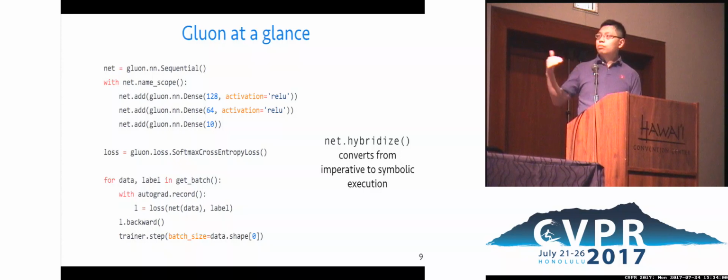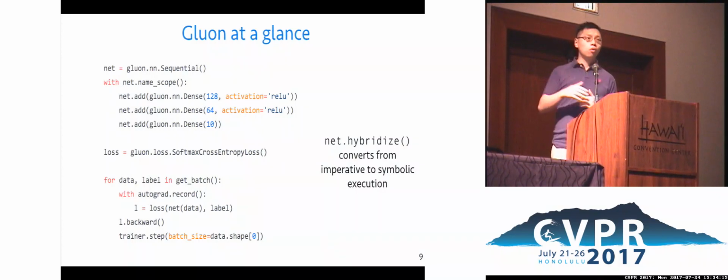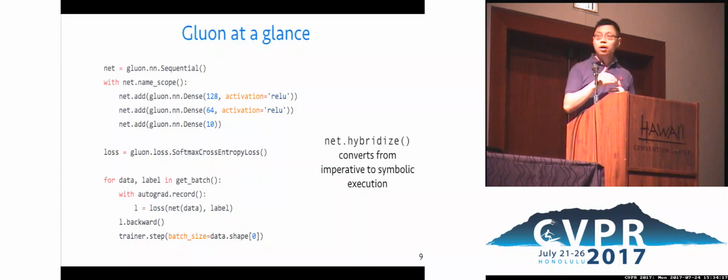Because I recorded how everything is computed, I can call the backward function, so then I can compute gradients. Finally, we can do a trainer.step. Given the batch size, we can update the parameters. So this is what the network definition and the training loop look like. All the things here are imperative. Basically, it's Python code.